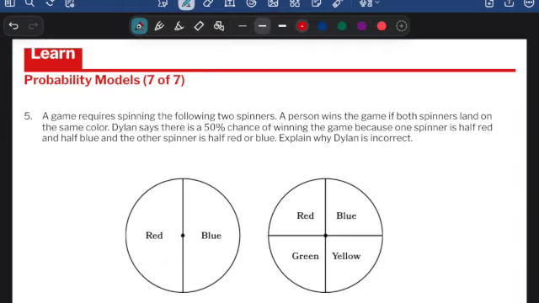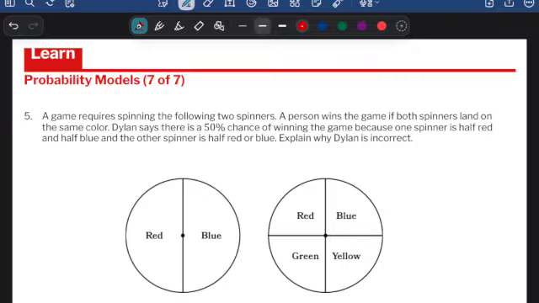Number 5. A game requires spinning the following 2 spinners. You win the game if both spinners land on the same color. Dylan says there's a 50% chance of winning the game because one spinner is half red and half blue, and the other spinner is half red or blue. Explain why he is incorrect. So, what's the theoretical probability of getting red or blue, and then also getting the same color for the second spin?